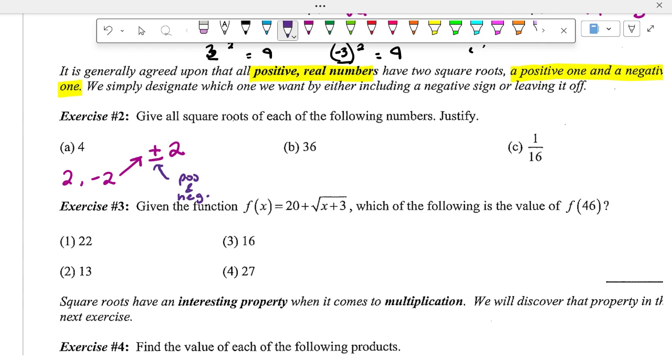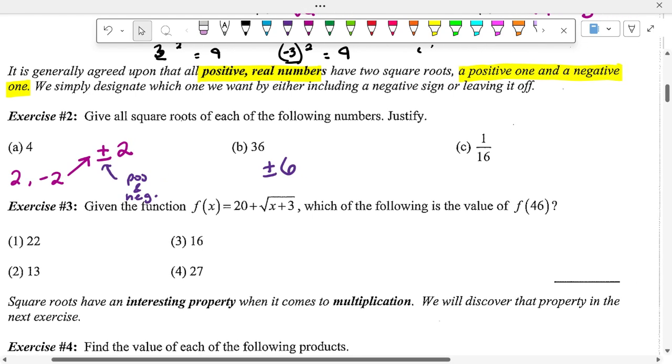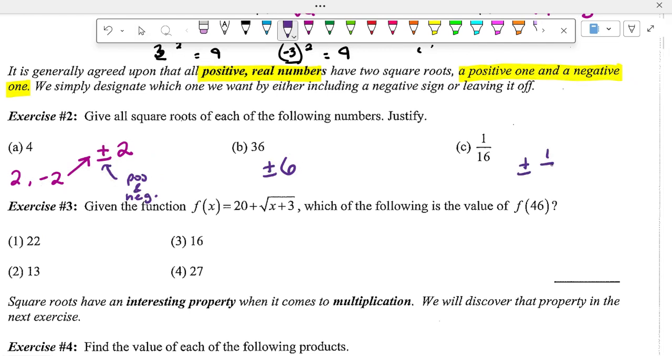What about 36? If I took the square root of 36, what two numbers would that be? Plus or minus 6. Good. So in reality, guys, it's not really hard to think about. All you got to do is just whatever the square root is, just throw a plus minus in front of it. What about if I took the square root of 1 over 16? Right, plus or minus 1/4. Square root at the top, square root at the bottom.